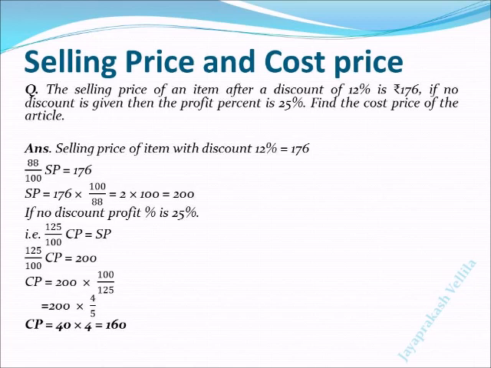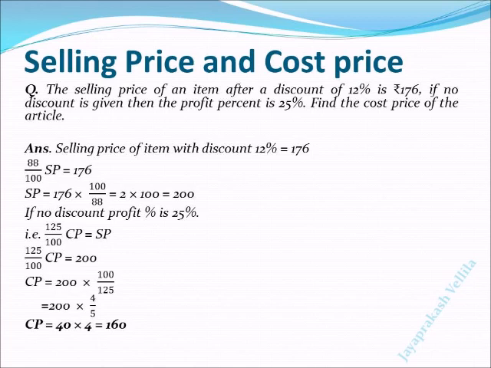Selling price is 200, therefore 125 by 100 into CP equals 200. Cost price equals 200 into the reciprocal of 125 by 100. That means 200 into 100 by 125. 100 by 125 can be simplified by 25, and we get 4 by 5.